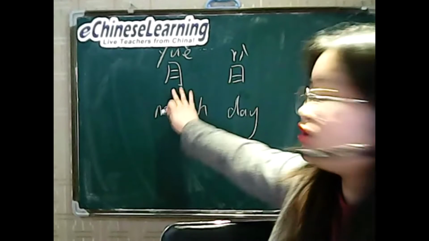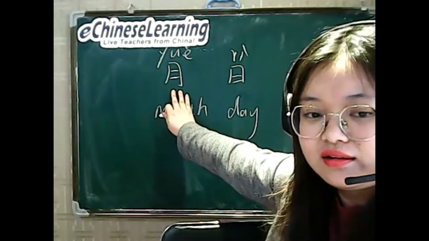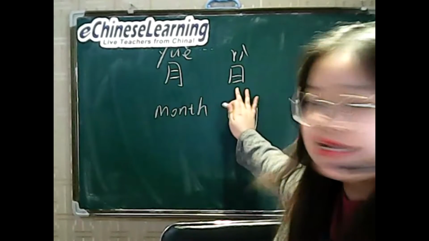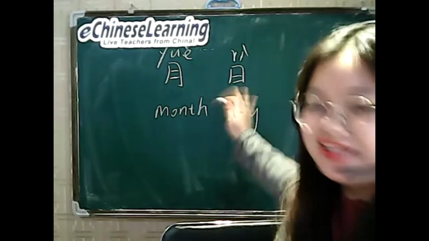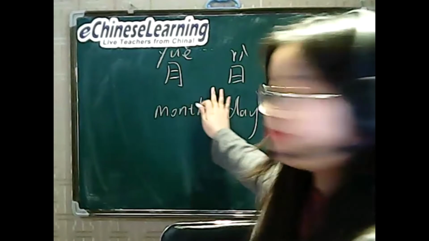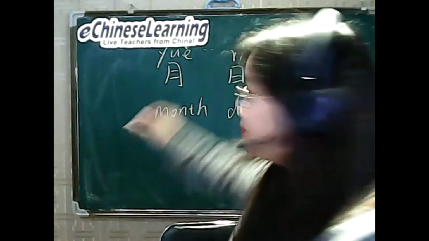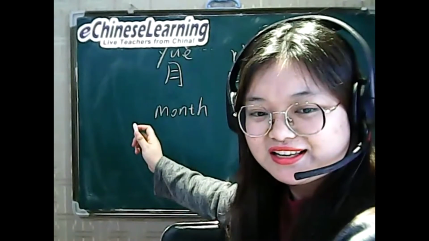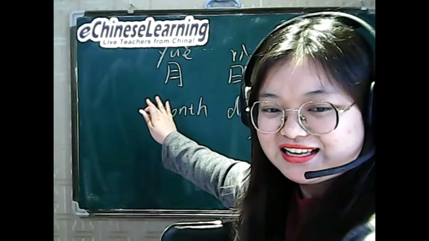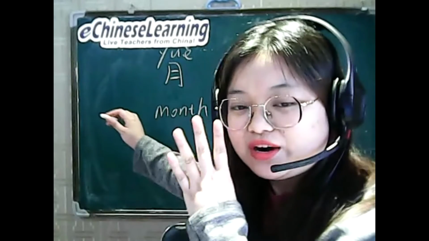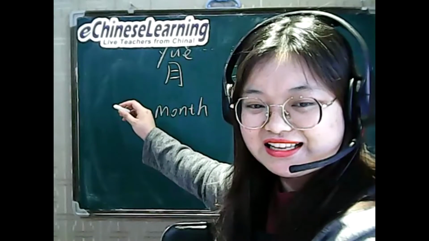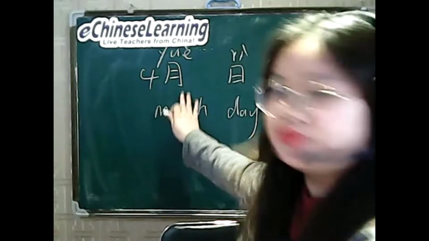Yes, very good. So 月. And this one is 日. Good job. So you just need to add the numbers here. So for example, it's April, right? So how to say April? 4. How to say 4? That's right. So we can say 4月.